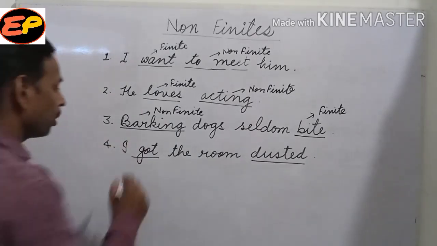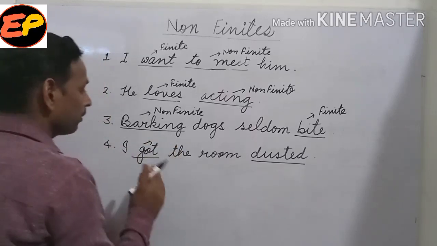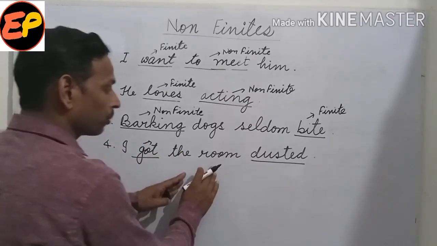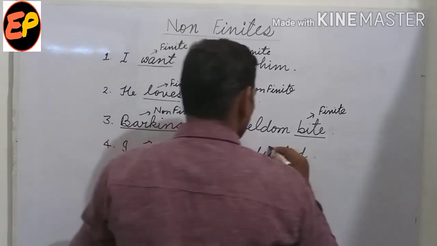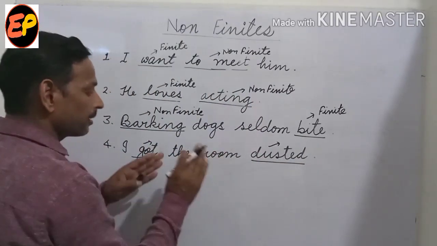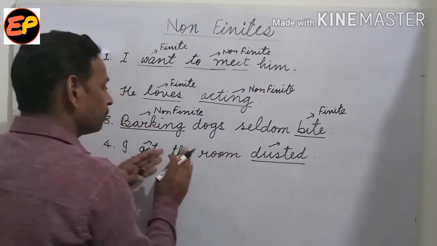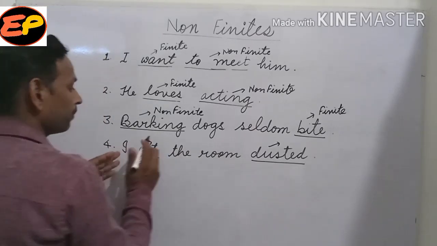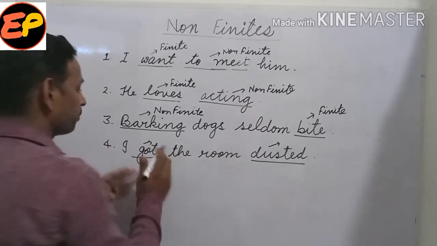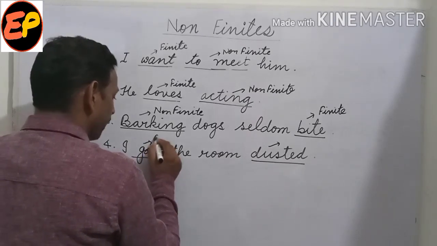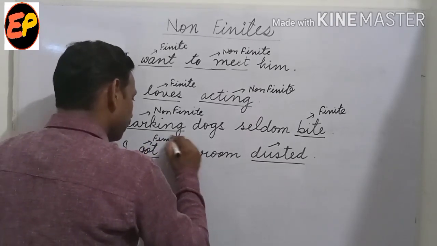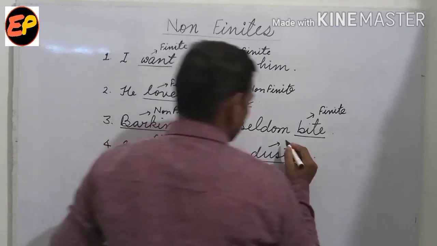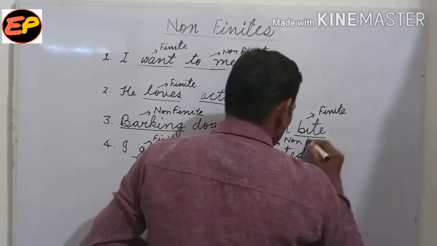The same way, I got the room dusted. I got is the main verb for it. And what did I get? The room. What kind of room? Dusted. Dusted is the adjective for the word room, whereas got is the main verb for this statement, I got the room dusted. So the main verb means finite, and the second verb dusted is non-finite.